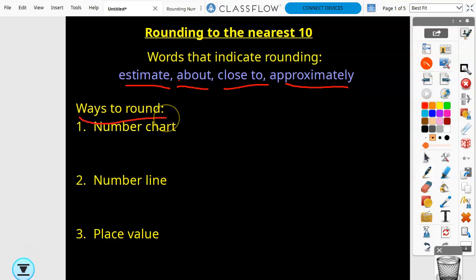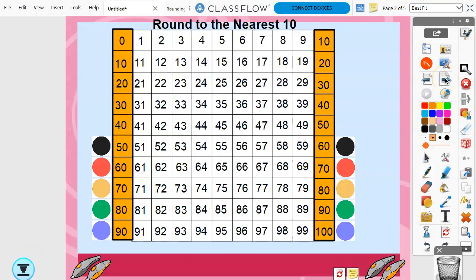What are some ways to round numbers? Let's round to the nearest 10 first. The first one is the number chart. This is the number chart that we use. As you can see, each one has two tens numbers in the beginning and at the end. When you round to the nearest 10, your answer choices are 0, 10, 20, 30, 40, 50, 60, 70, 80, 90, and 100. So those are your only answer choices.